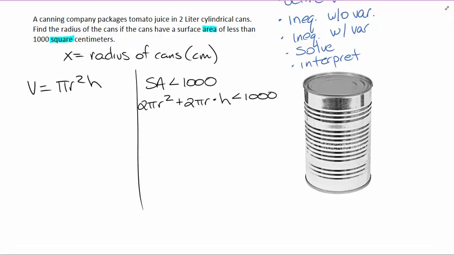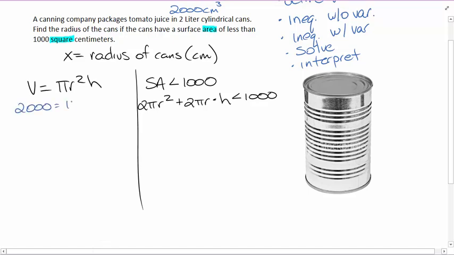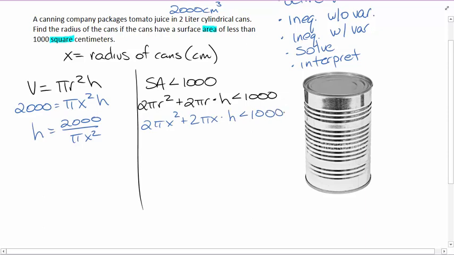We can start to substitute in now. Volume is 2 liters, which we know to be 2,000 cubic centimeters, equals pi, r we're going to call x, h we're going to leave in there. We isolated h there to be 2,000 divided by pi x squared. On the surface area equation we're going to plug in x everywhere we see r, and that needs to be less than 1,000. We're going to substitute in this quantity everywhere we see h.